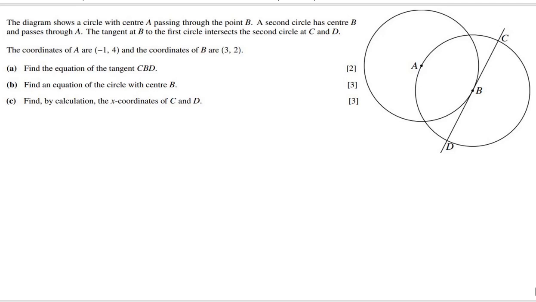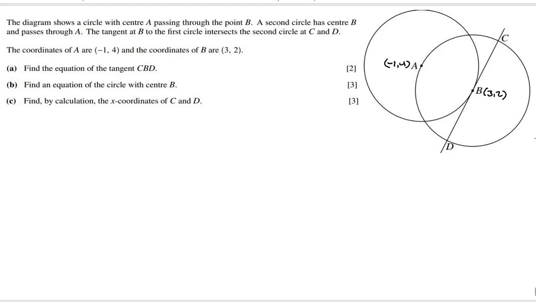However, I want to add to the picture that A is (-1, 4) and B is (3, 2). It's going to help me.